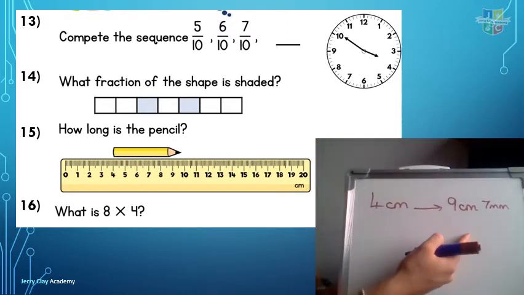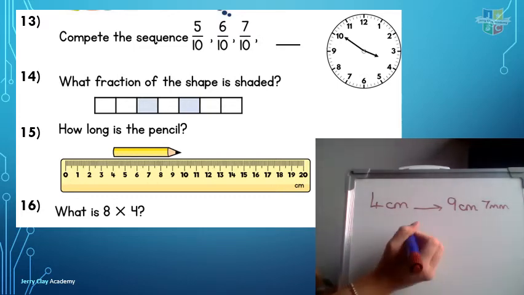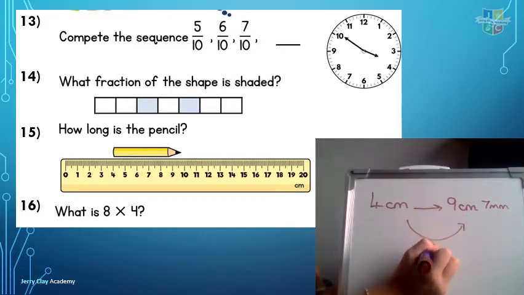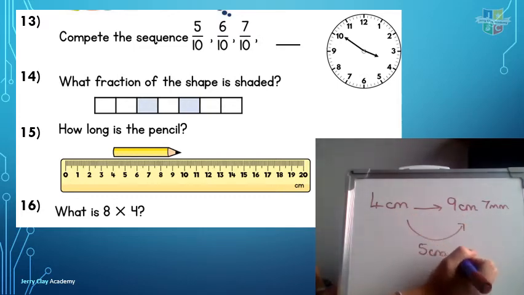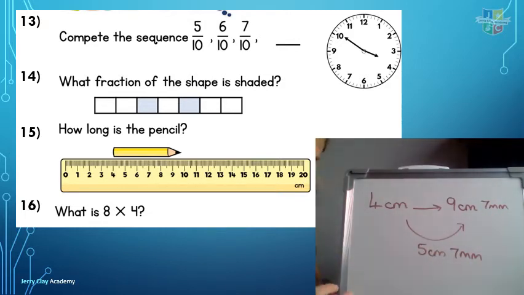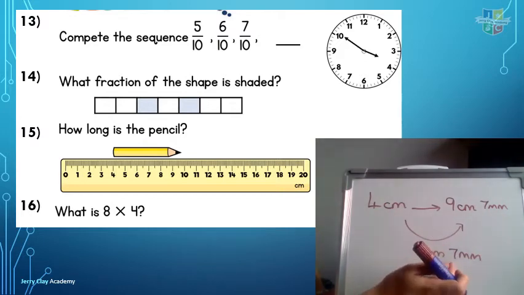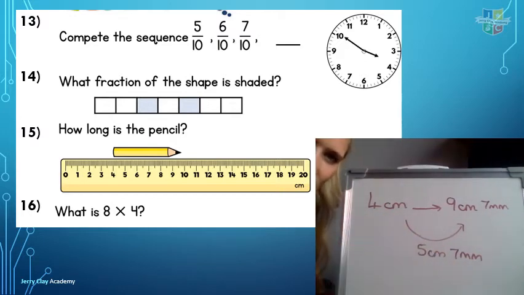So I want to know, what is the difference? Well, how do I get from 4 to 9? I know that is 5 centimetres plus your extra 7, so 7 millimetres is your answer. However, if you said it was 8 millimetres, your answer would be 8 millimetres.